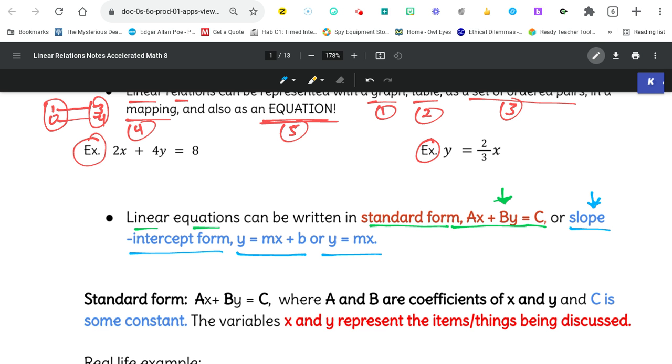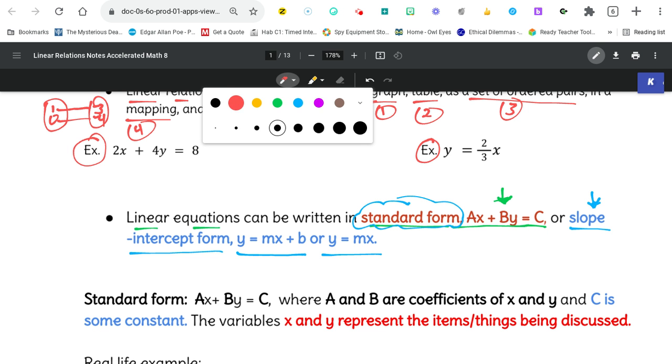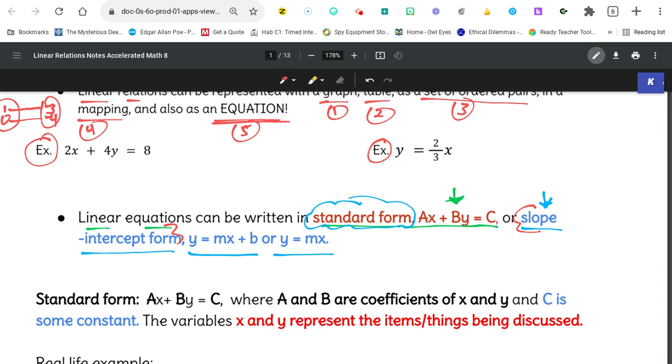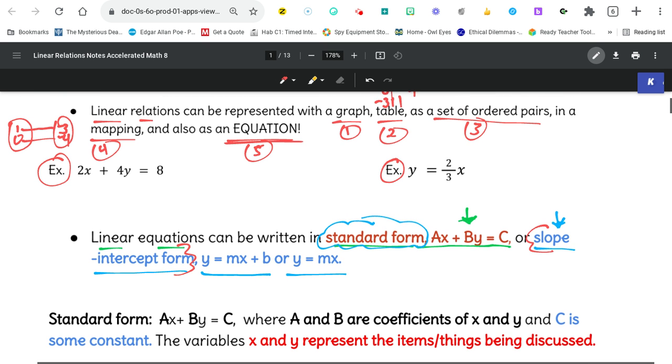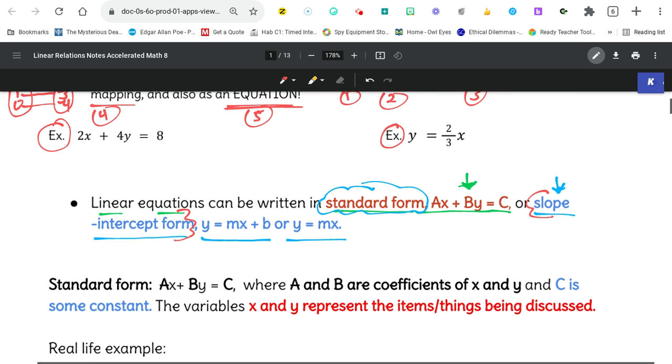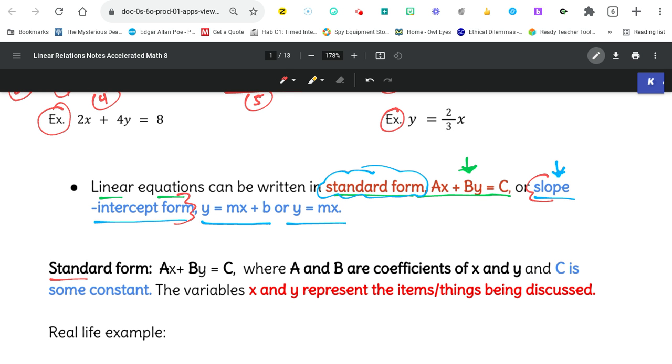You need to remember standard form, and you need to remember slope intercept form. Those are the two ways you're going to see linear equations written. All right, so let me talk a little bit about standard form. Standard form: AX plus BY equals C.